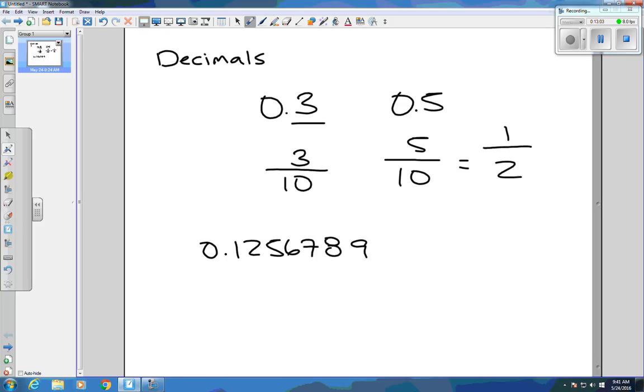Well, this looks like a very long number. How are we going to convert this to a fraction? Well, all you got to do is count your places to the right of the decimal. We have tenths, hundredths, thousandths, 10,000ths, 100,000ths, on and on and on. So we literally just take this number and put it over 1, 2, 3, 4, 5, 6, 7, 8.